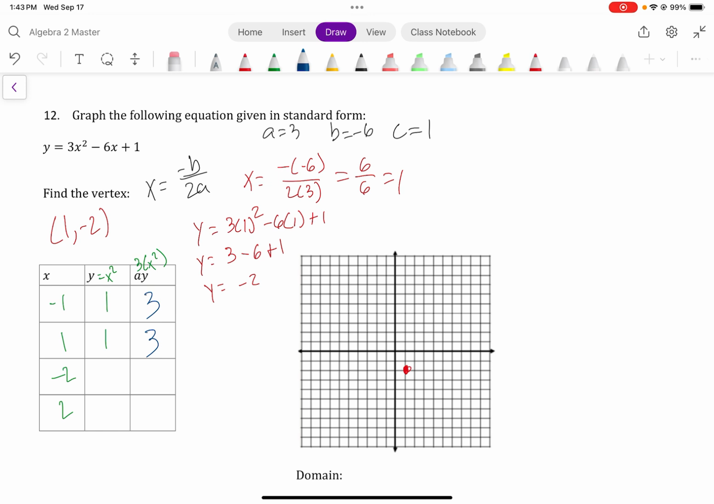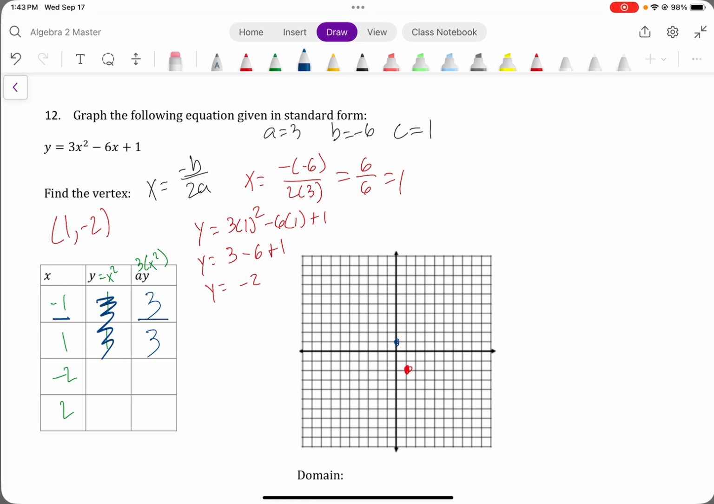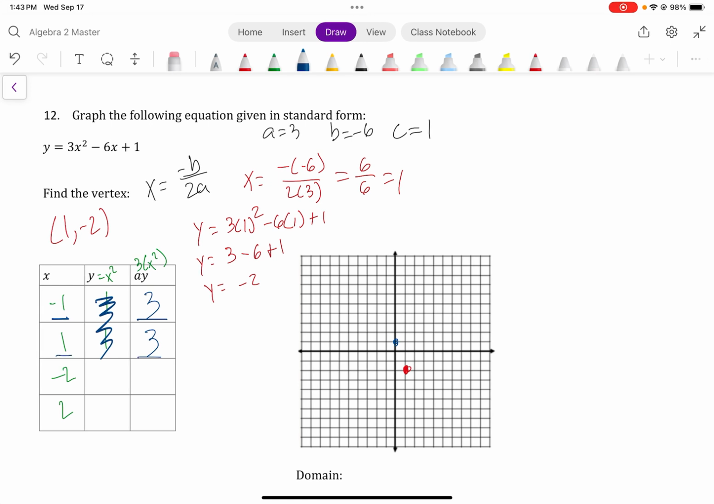Now, from my ordered pair that I already have on my graph, I get to ignore this middle column. From that red dot, I'm going to go left 1, up 3. I'm also going to go right 1, up 3 from that red dot. That gives me 2 more dots very quickly.